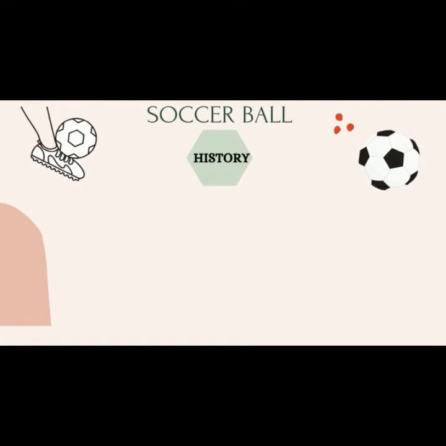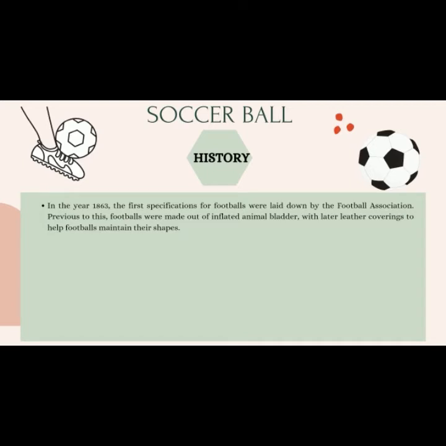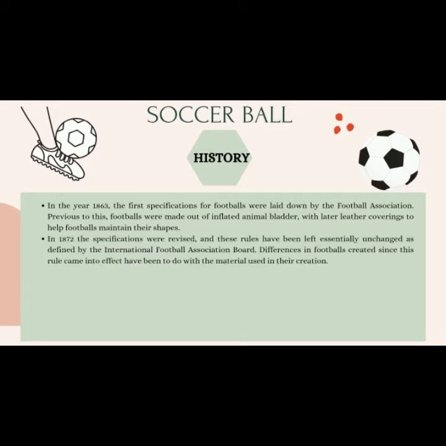Soccer ball. The history of soccer ball. In the year 1863, the first specification for footballs were laid down by the Football Association. Previous to this, footballs were made out of inflated animal leather, with later leather coverings to help footballs maintain their shapes. In 1872, the specification were revised, and these rules have been left essentially unchanged as defined by the International Football Association Board. Differences in footballs created since this rule came into effect have been to do with the material used in their creation.